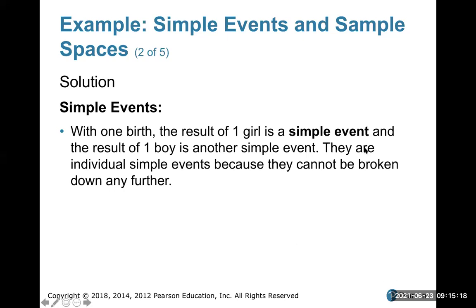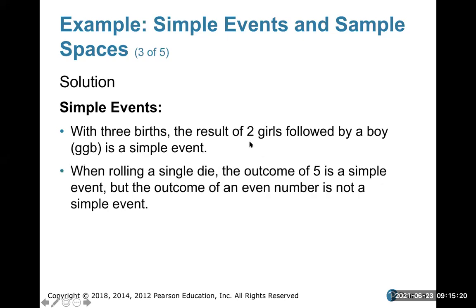So we talked about simple events being just one thing, but then the other event, you broke it down to simple events. If it's two girls followed by a boy, that is a simple event. But if I say three births, two girls and a boy, then you need to have three cases. So it's not a simple event.